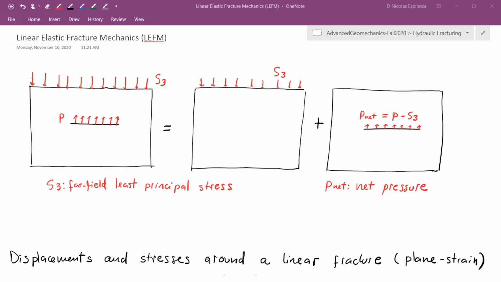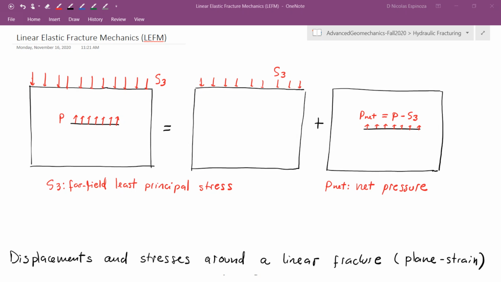We are going to start the solution of the problem of fluid-driven fractures by solving the problem of stresses around a pressurized fracture with constant pressure. The solution will also give us the displacements that are caused by pressurizing a fracture and therefore the width of such a fracture in the subsurface.